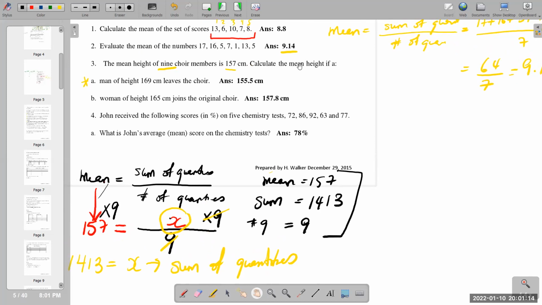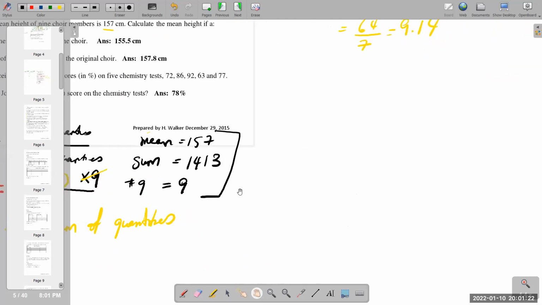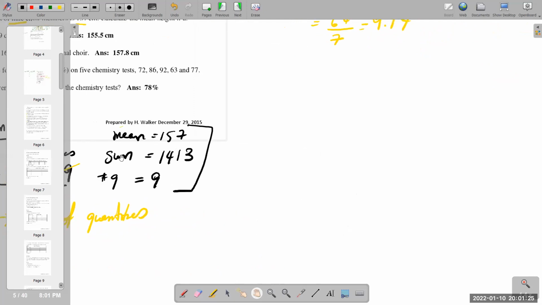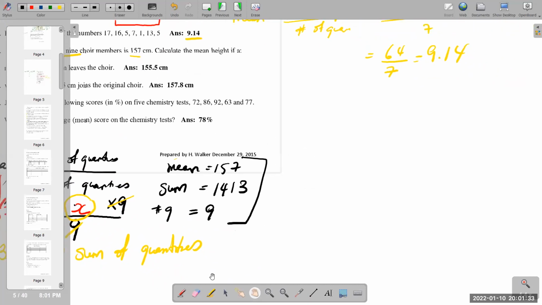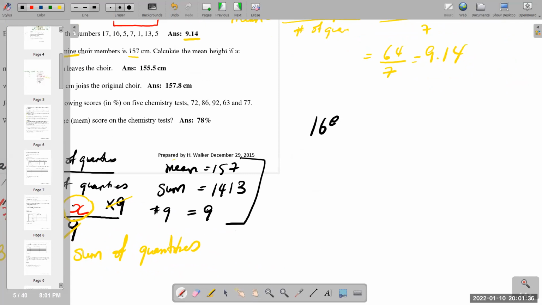They say calculate a new mean if a man of height 169 leaves the choir. So let's move to the side here. If this is what we had originally, but somebody leaves, how much was he? 169? Is 169, right? Let me just back check. If 169 leaves, what does that mean? Did the sum get bigger or smaller? So we need to calculate a new mean. 169 leaves. What would you do to find out the new mean?